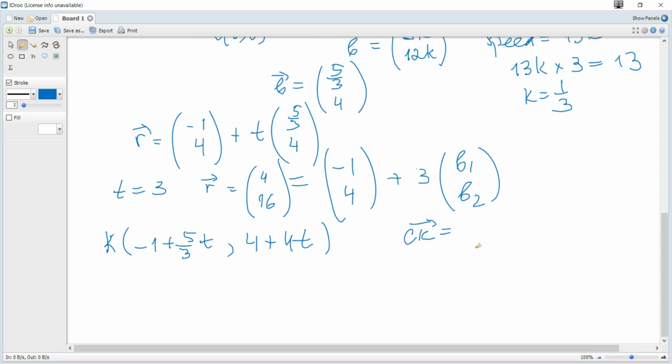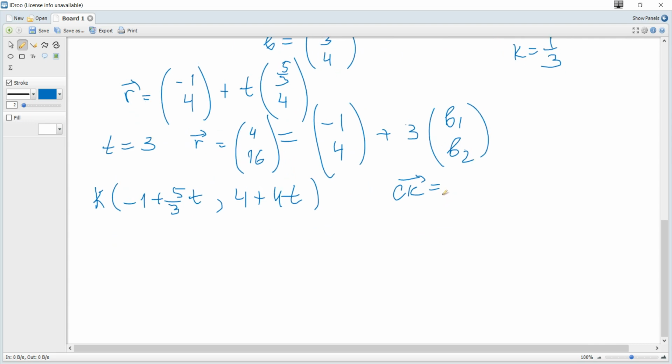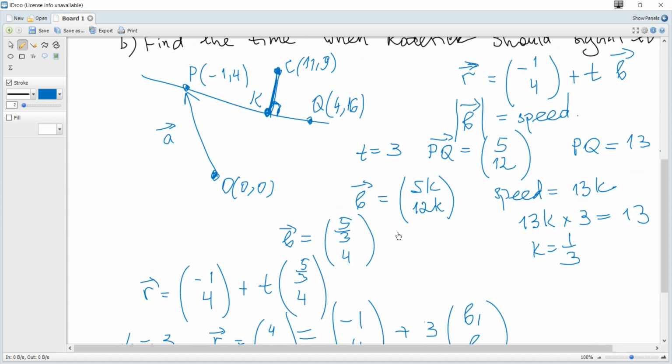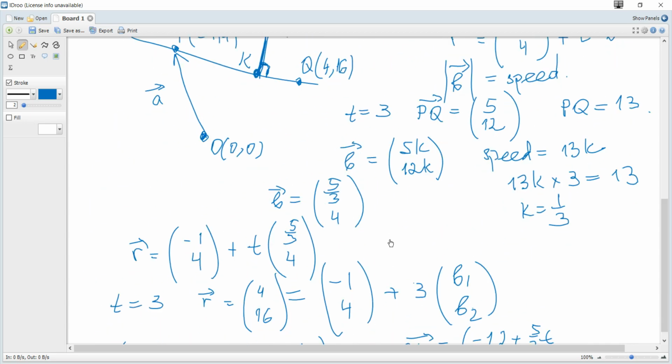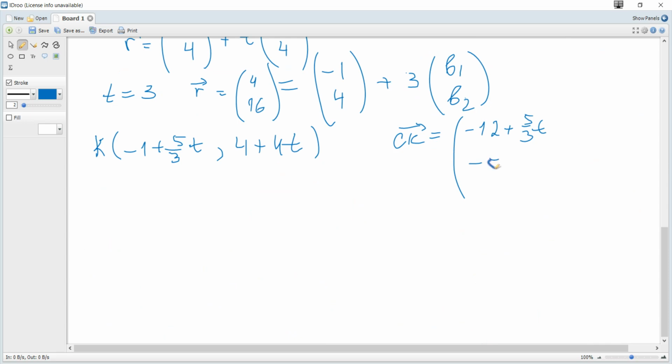And if we consider the CK vector, coordinates of this vector will be coordinates of the point K minus coordinates of the point C, so it becomes -1 plus 5/3 t minus 11, so it will be -12 plus 5/3 t, and 4 plus 4t minus 9, so it's -5 plus 4t.